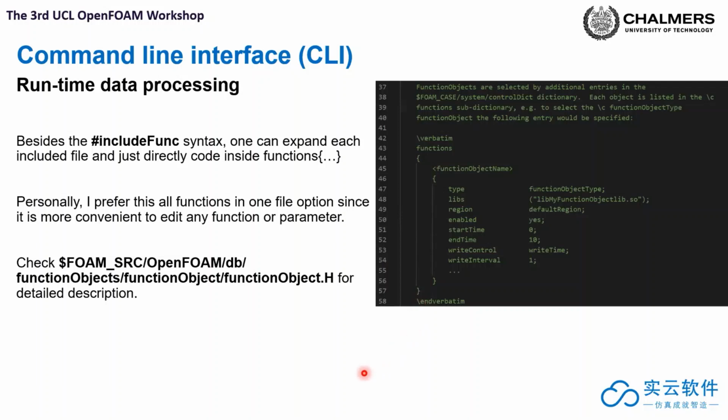So in this case, you have more control and you have all the functions in one block. If you want to modify anything, you don't need to go into different subfiles in the system folder. You can just directly change the control parameters inside this controlDict and inside this functions block. And there is a detailed description in the source code, which is located in FOAM_SRC/OpenFOAM/db/functionObjects. So let's go to this one to have a quick look.